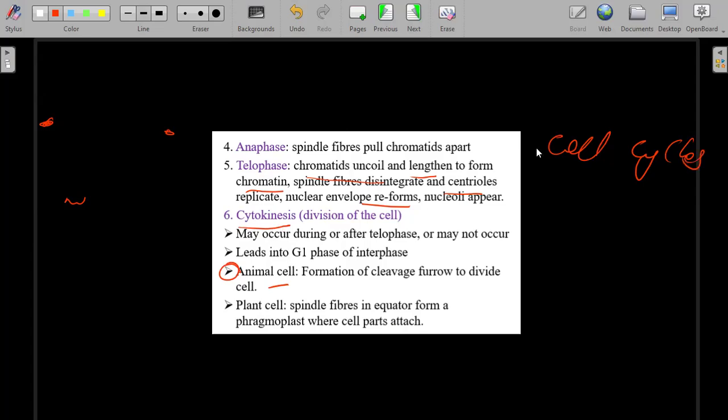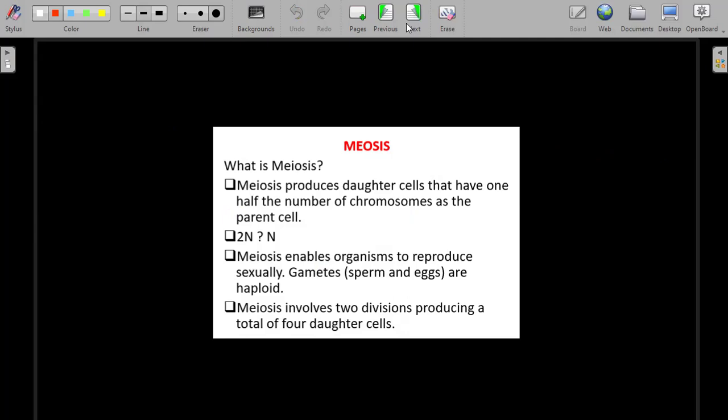So that's what we have here. Now we have done mitosis. We've looked at the phases of mitosis. This mitosis will occur mostly in plants. So in plants, you're going to find what we call mitosis. If you're having gametes, let's say in animal cells, these are going to undergo what we call meiosis.